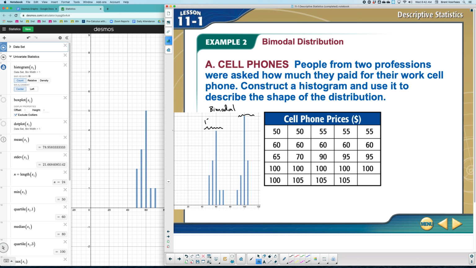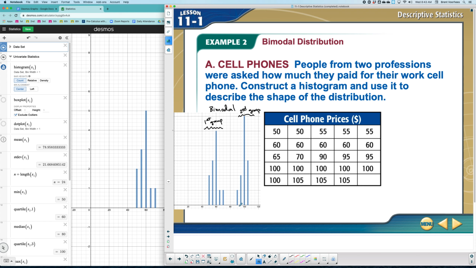So I'm going to say this first grouping, first group, and the second group is over here. So it looks like to me there's just two different groups. They don't connect together. When it talks about cell phones, it looks like two totally different plans. They're not even related in that regard.